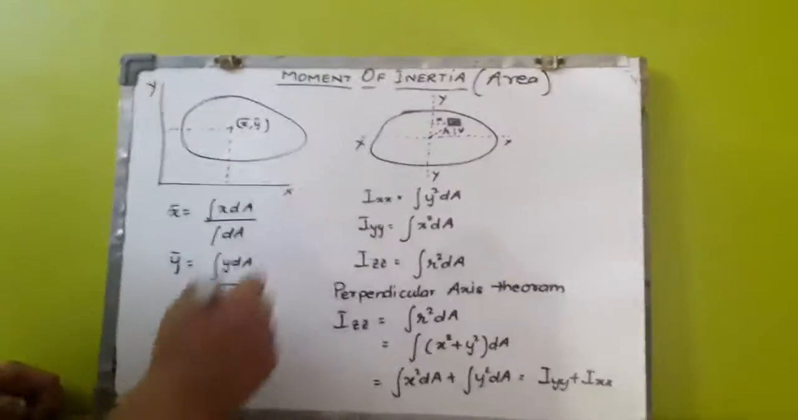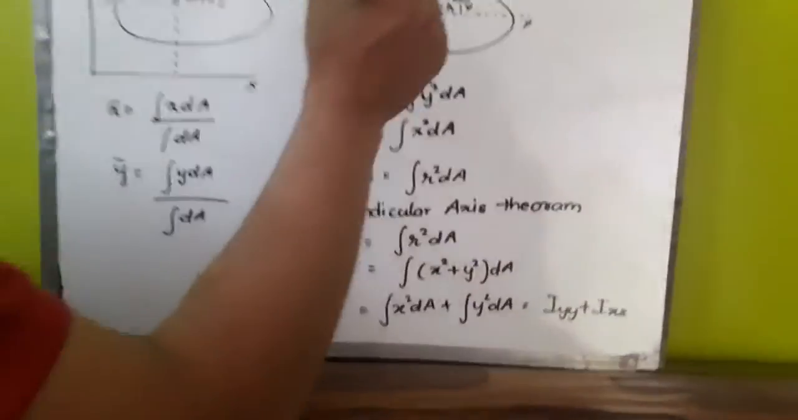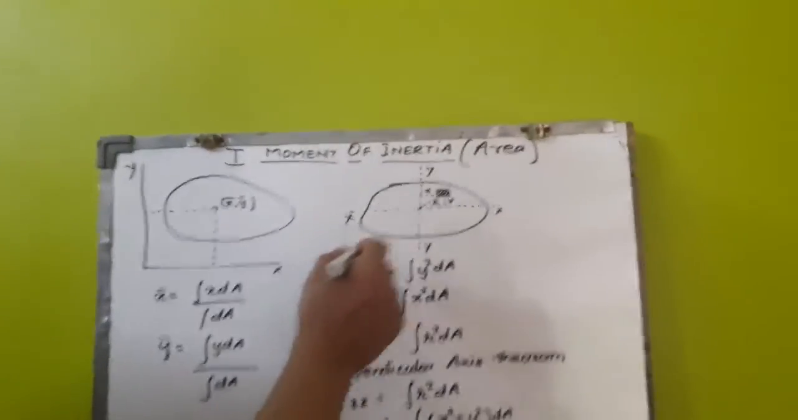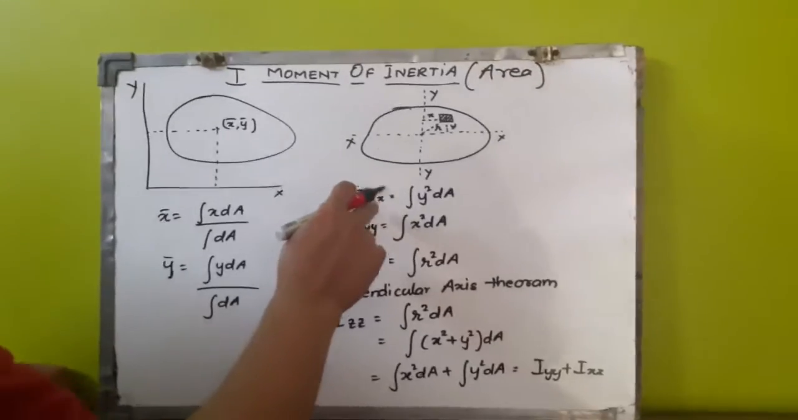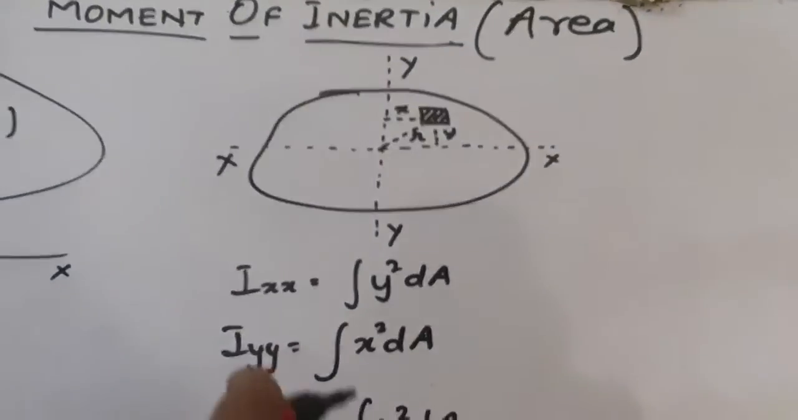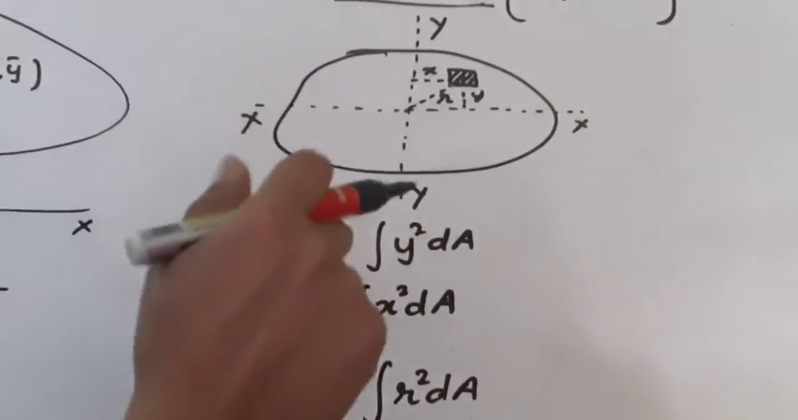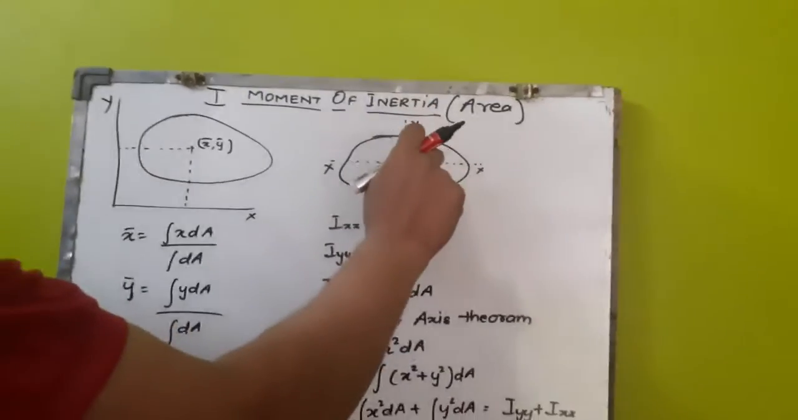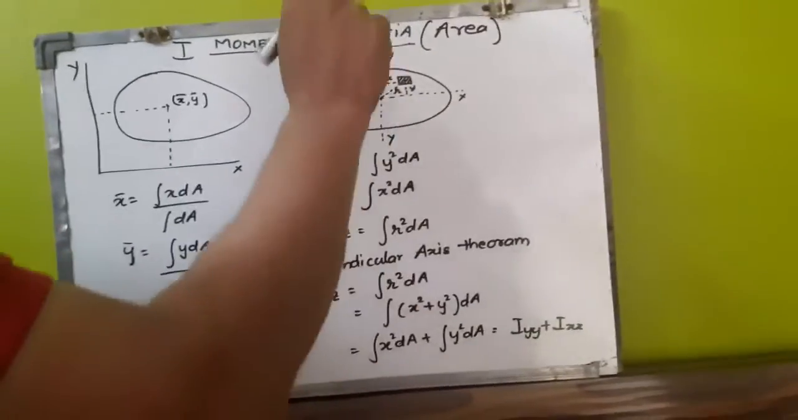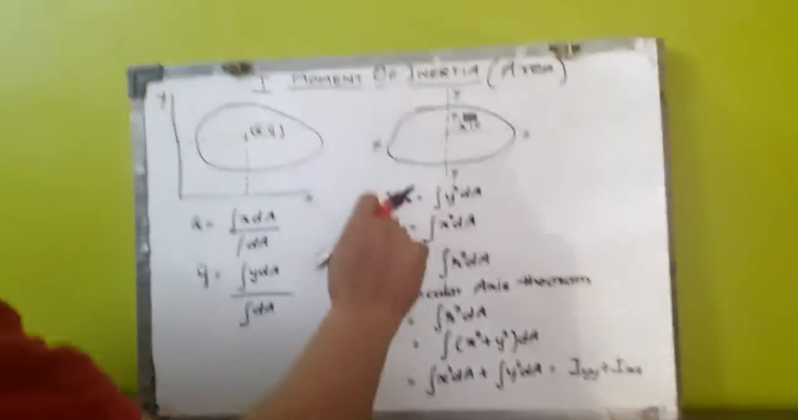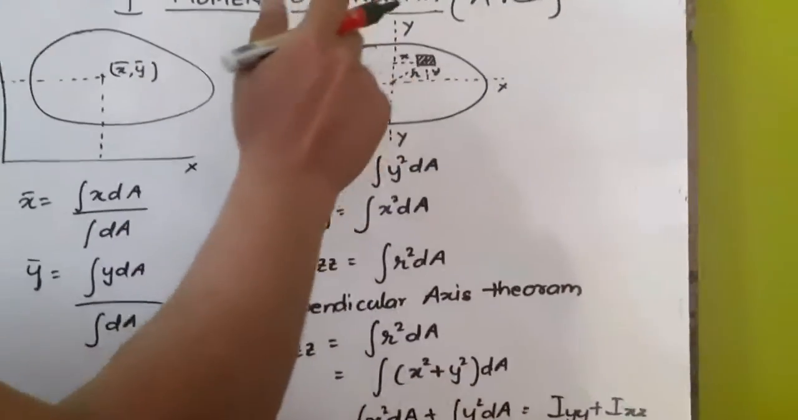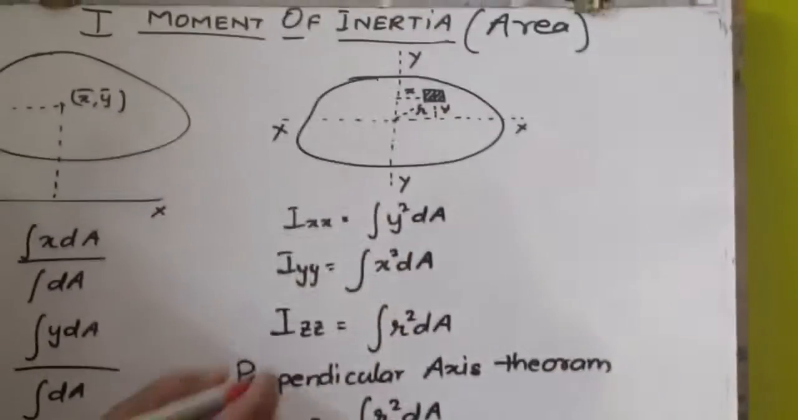So I is the symbol for moment of inertia. Ixx means moment of inertia about the x-x axis. So if you are taking the x-x axis, that means the distances will be calculated with respect to the x-x axis. So moment of inertia about the x-x axis means when you are considering the distances about the x-x axis, the distances will be measured in terms of y. So Ixx is equal to integral y square dA. Why y square dA? Moment of inertia, or second moment of area, is the second moment.